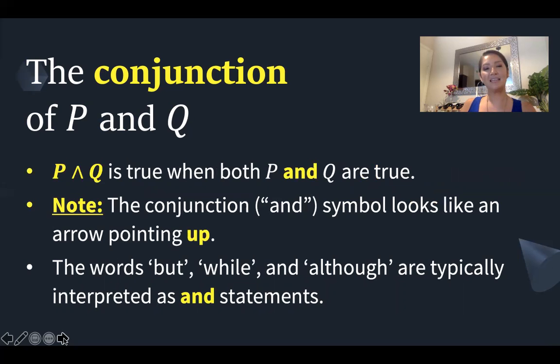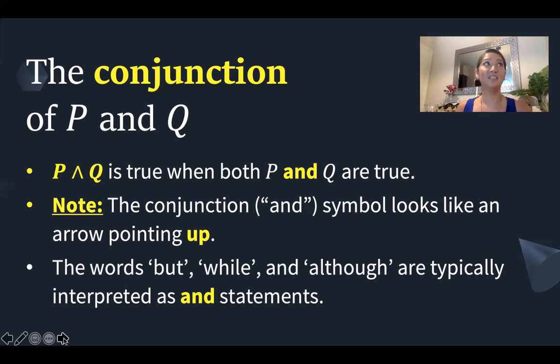Now, when you're translating an English sentence that doesn't have an and in it, but it has a but in it, or a while in it, or an although in it, all of those are going to be interpreted as and statements. So let me give you an abstract example. Let's say I said, XYZ is true, but ABC is true. I'm saying that they're both true.